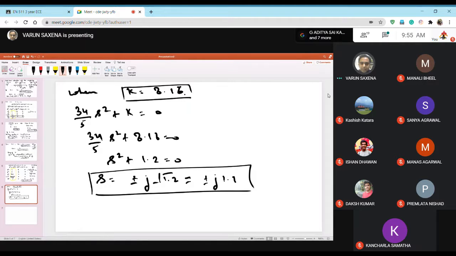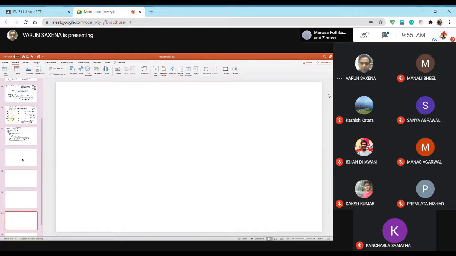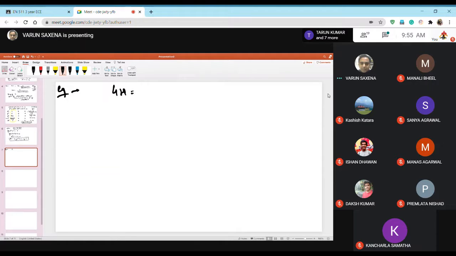Let's just summarize the entire root locus by solving a numerical on this. Let's just do this, and that will be the end. So the problem is again the same. You are given GH as k over s into s plus 3 into s square plus 2s plus 2. And we have to make a root locus.